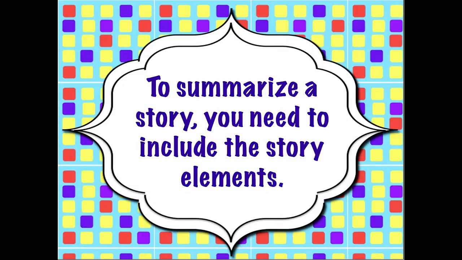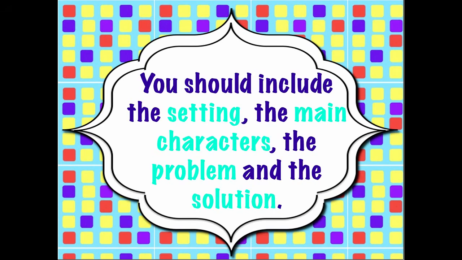To summarize a story, you need to include the story elements. We've talked about story elements, and those are the main points in the story. So you should include the setting, which would be where the story takes place. You would include the main characters. Now, that would be the main person or animal in the story, and then those characters that they are interacting with throughout the whole story. There might be some side characters in there somewhere, but they're not probably the most important characters to the plot, so you don't have to mention them.